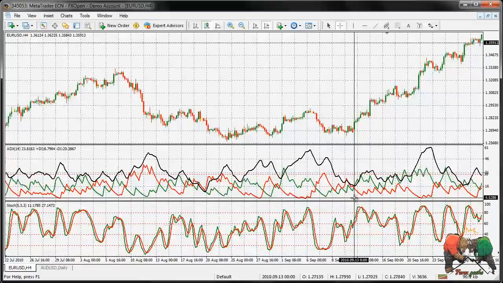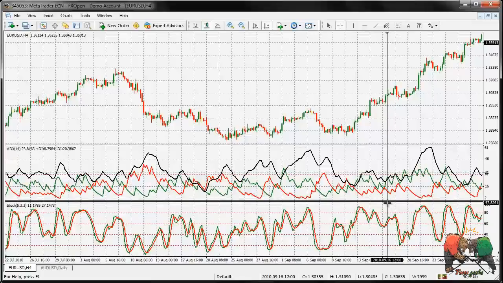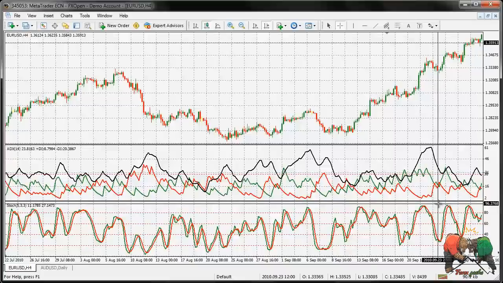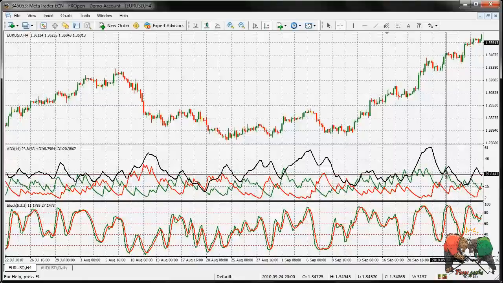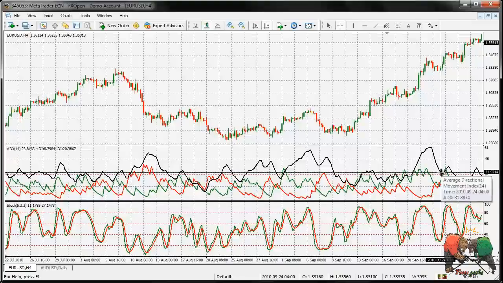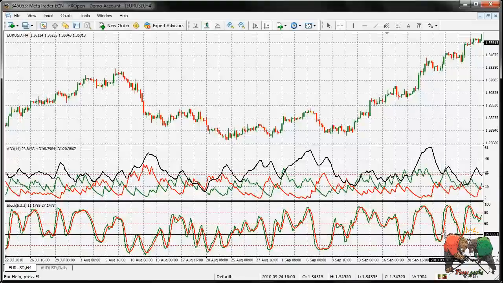Okay, and then let's take a look, see if we've got any more buy opportunities. Here's a buy opportunity right here when the ADX line has crossed over the negative directional index line. The ADX line is above 30, so that's good. Plus we're in buying territory right on that stochastic as well.